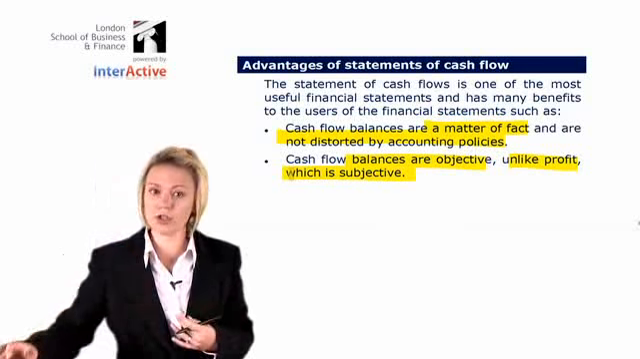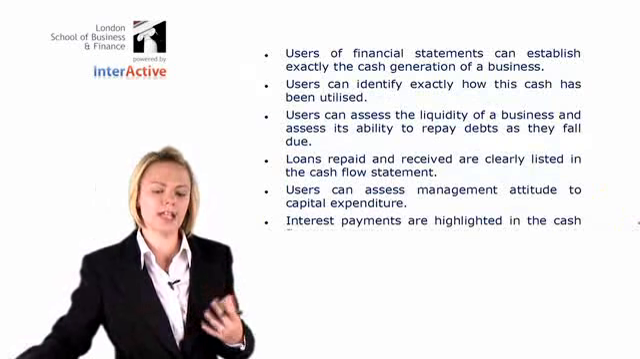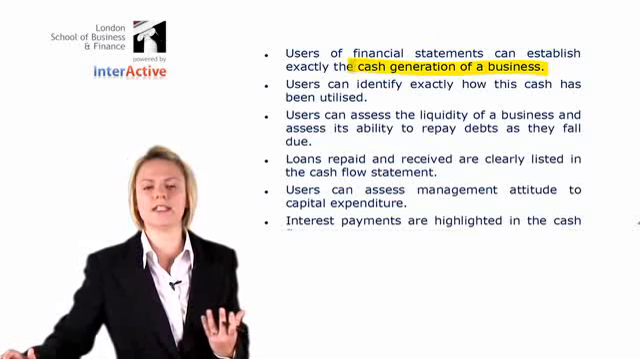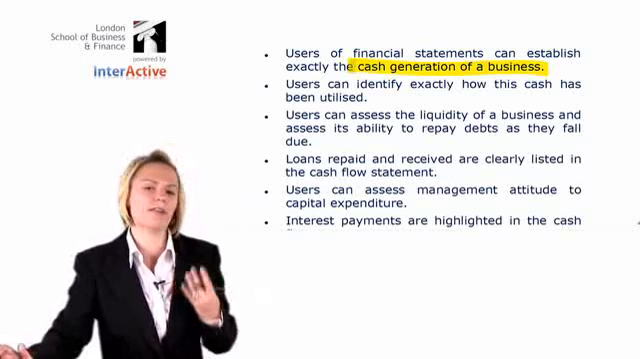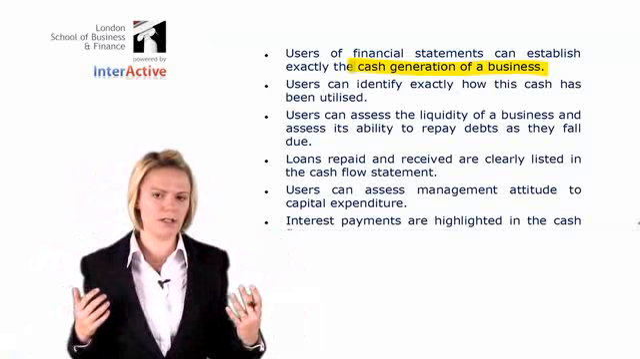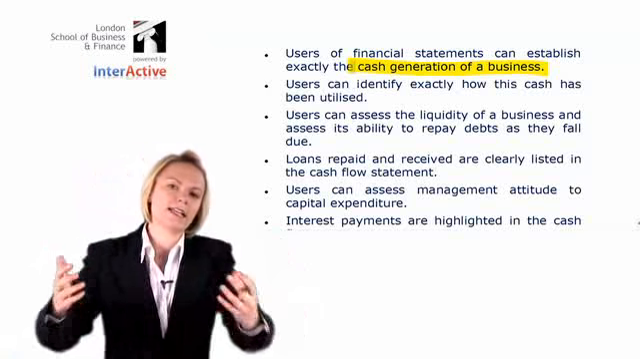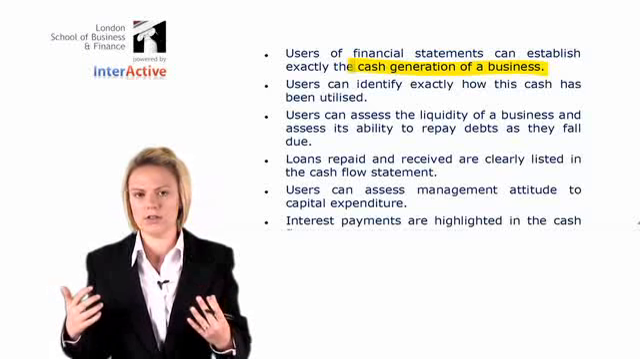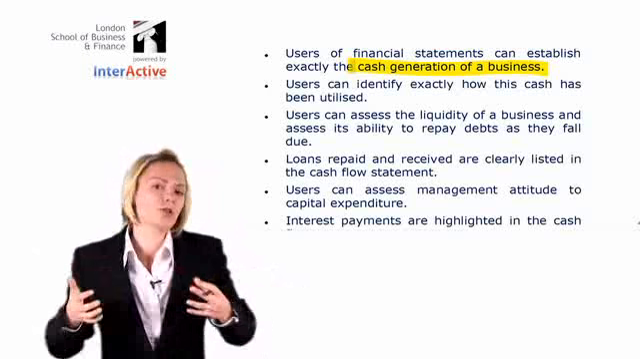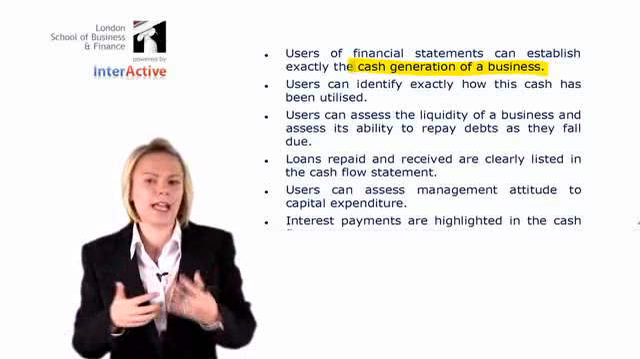Now, as a result of this then, the users of the financial statements can establish exactly the cash generation of the business. Where did the business get their money from? Was it from selling goods and receiving money from their customers? Was it because they sold some non-current assets and received some cash proceeds? Or was it because we issued some shares and received some cash, or issued some loan notes and received some cash? How did the business get their cash?